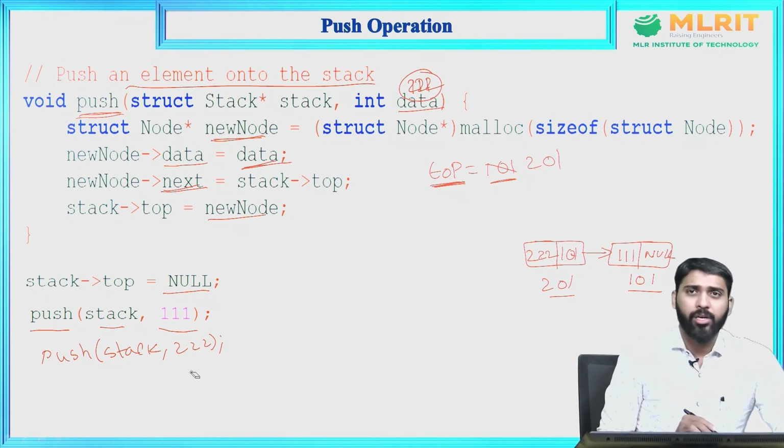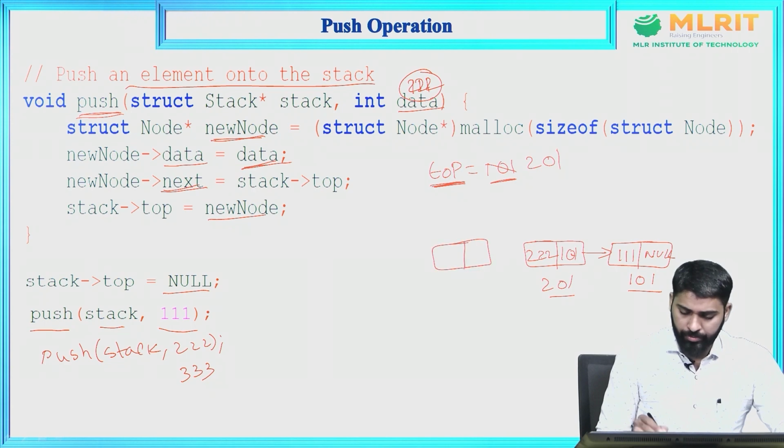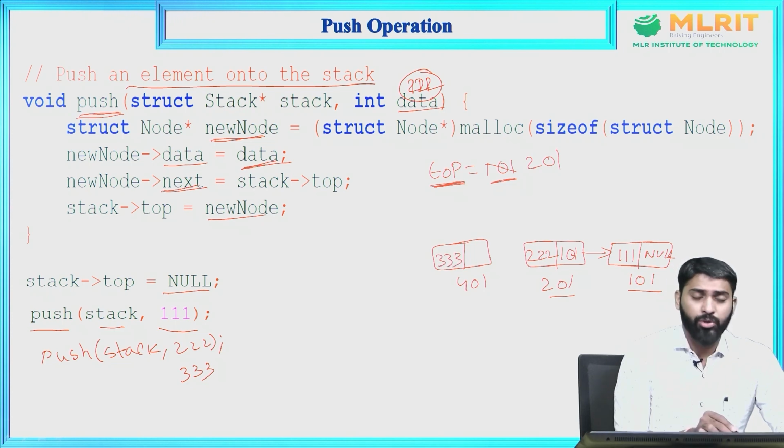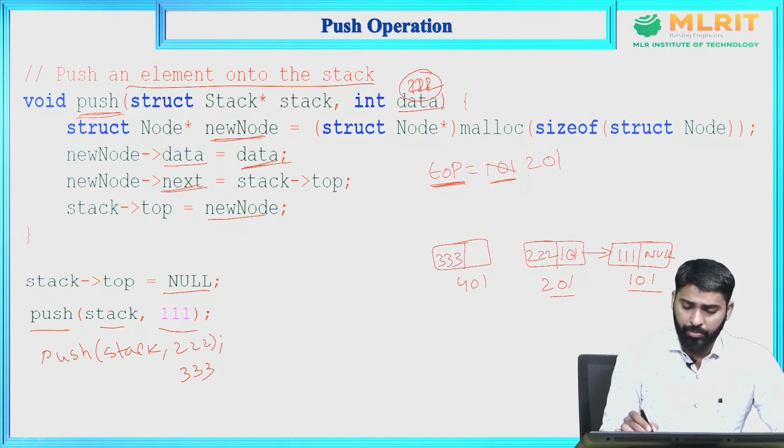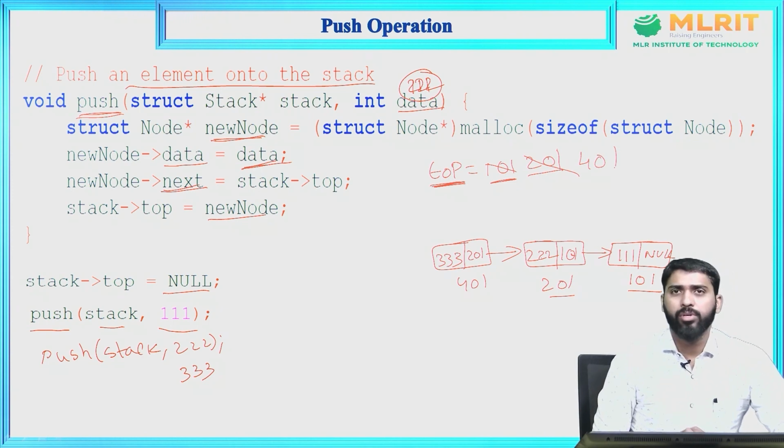Okay. So let us assume I try to insert new element 333. Okay. So this is the 333. Let us assume the address is 401. Now 333 is inserted here. So new arrow next equals stack arrow top, that is 201, and update the top, that equals 401. Now top equals 401 now.